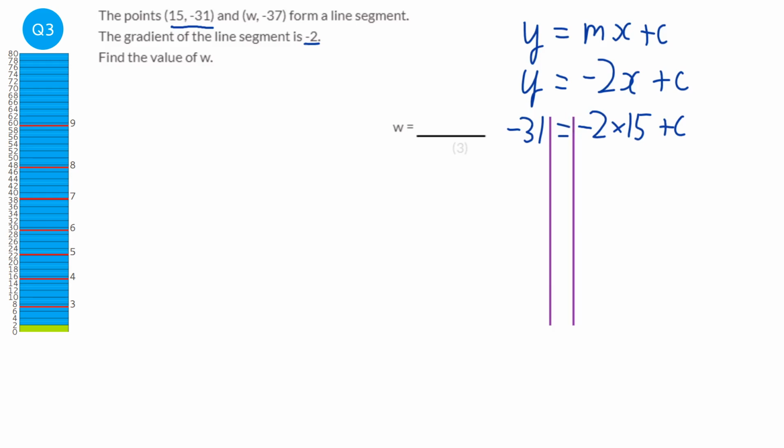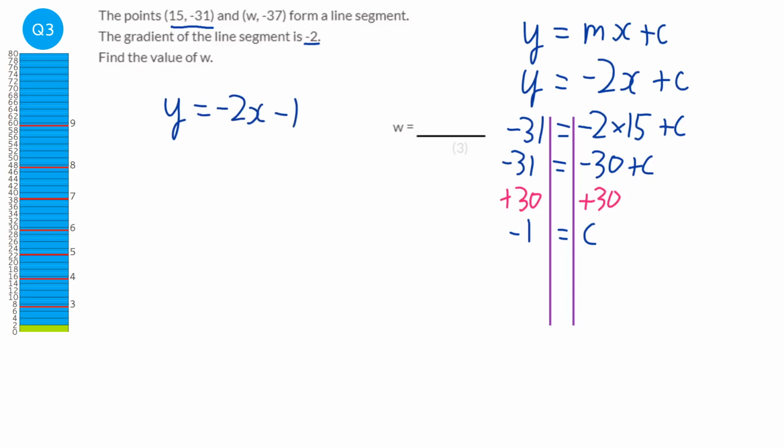So first thing I'm going to do is, well, just tidy this up. 2 times 15 is 30, so minus 30 plus c. And I'm just going to add 30 to both sides to get c on its own. So that would be minus 1 equals c. So c is minus 1. So we now know that the equation is y equals minus 2x minus 1.